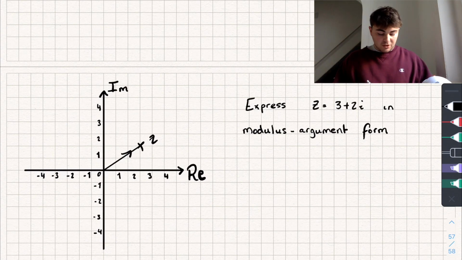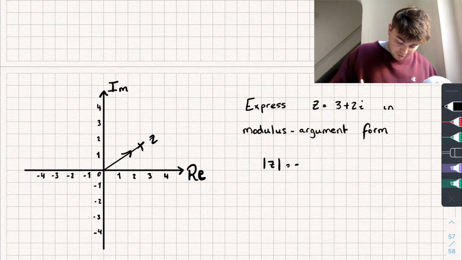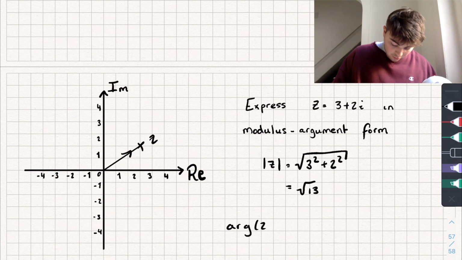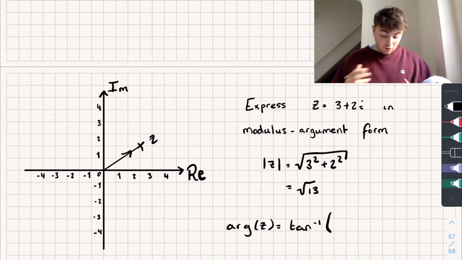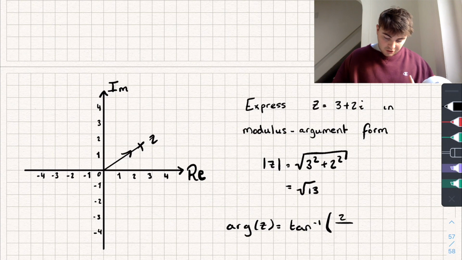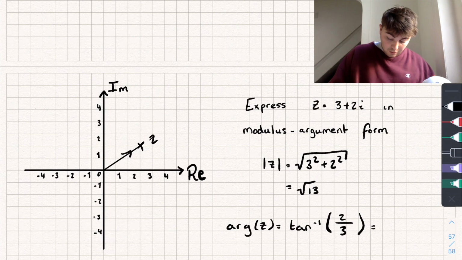So the modulus of this complex number, I'll assume you know how to do it, but that's going to be the square root of 3 squared plus 2 squared, which is going to give me root 13. So let's write that like this. And the argument, so arg of our complex number z, is going to be given by the inverse tan of the opposite, which in this case is 2, over the adjacent, which in this example is 3. And if I work that out on my calculator, inverse tan of 2 over 3 is 0.588.